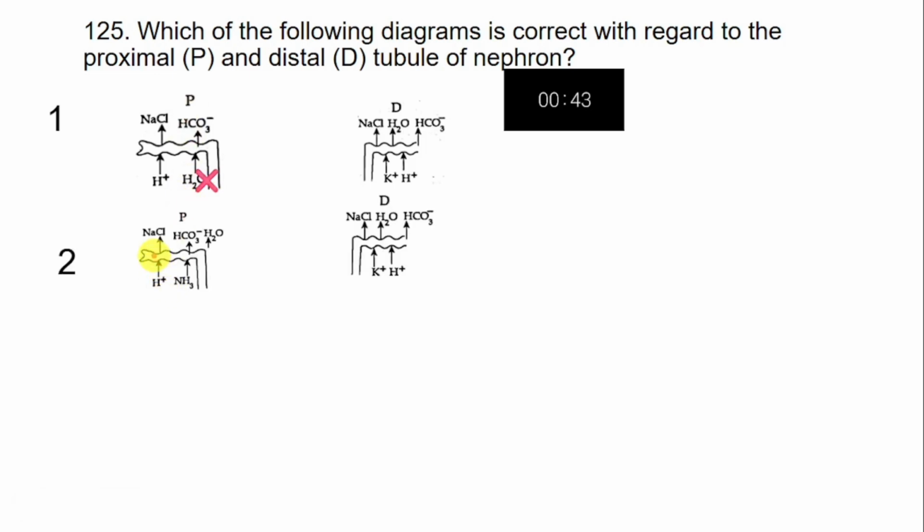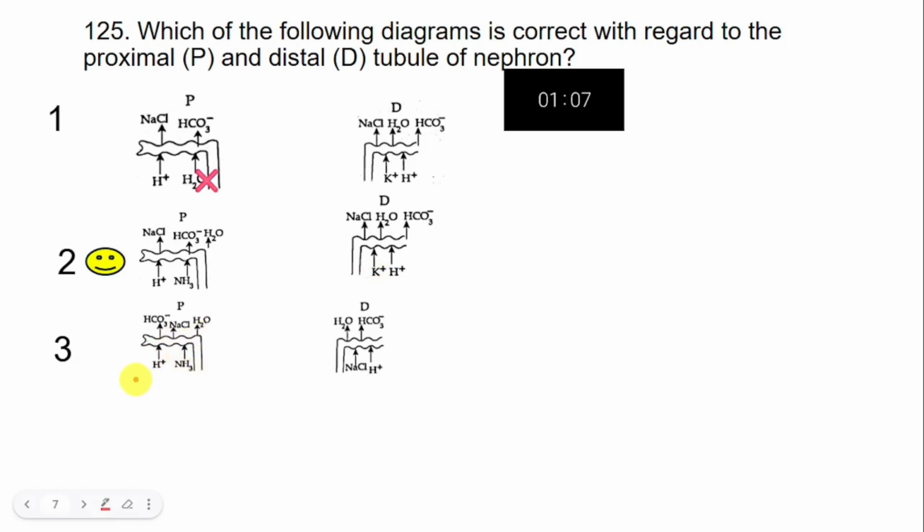Next one. Here NaCl is absorbed, bicarbonate is absorbed, water is absorbed. These are secreted: protons, the hydrogen ions and ammonia. And in this case again, NaCl is absorbed, water is absorbed, bicarbonate is absorbed. Potassium and hydrogen are secreted. So this is correct. Option 2 is correct.